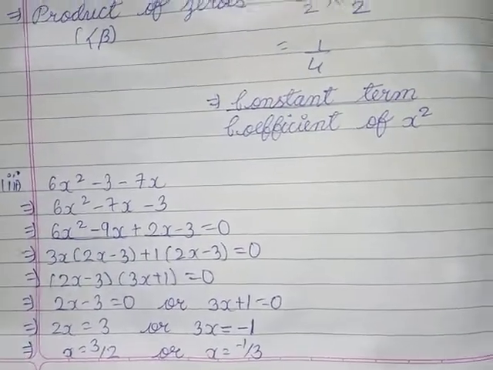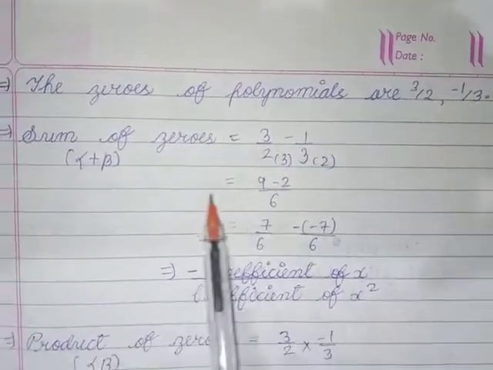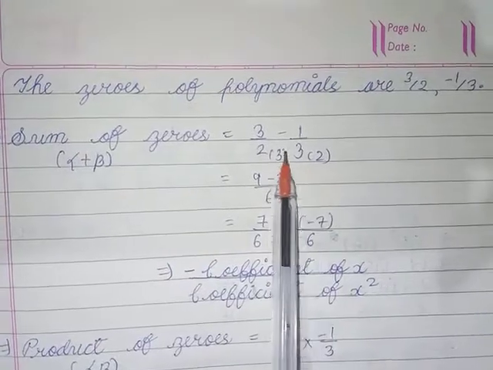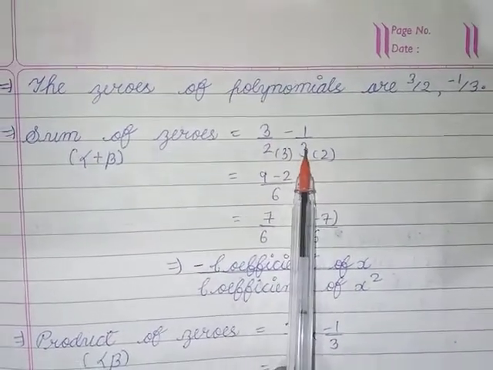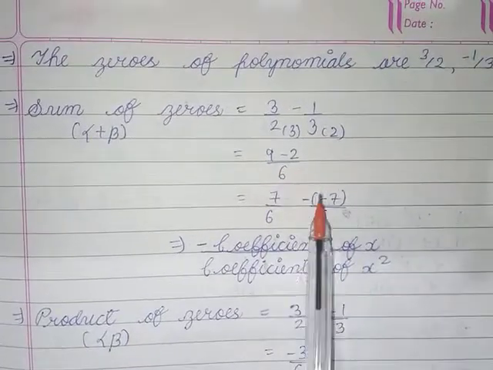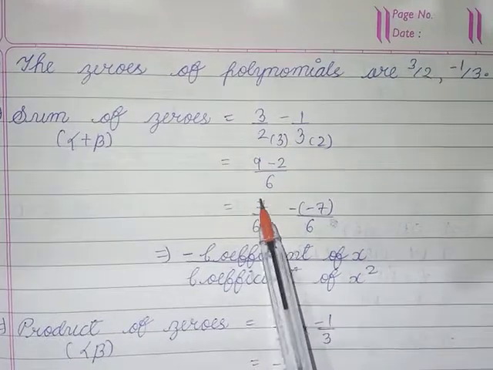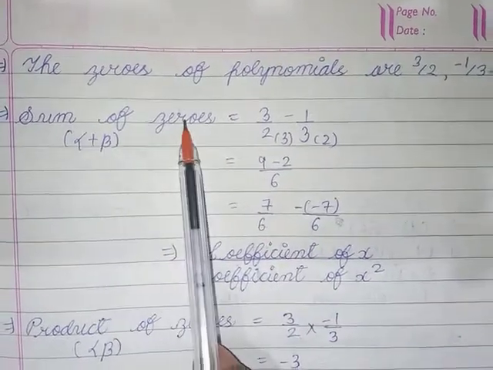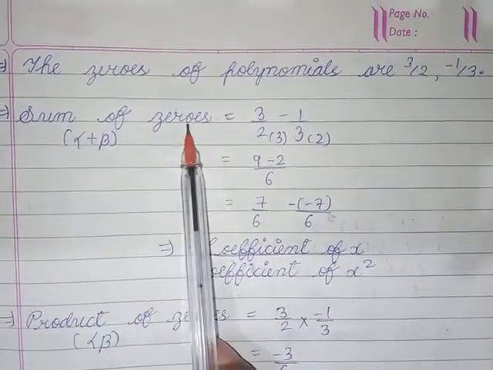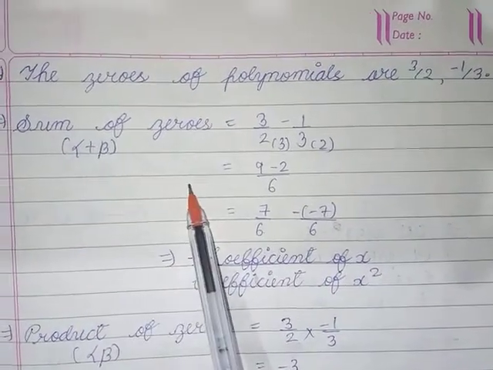Zeros are 3 by 2 and minus 1 by 3. So the sum of zeros, if you take the LCM, 3 by 2 minus 1 by 3, you will get 9 minus 2 over 6, which is 7 by 6. But you have to rearrange, no? Whenever the sum of roots, the sum of zeros, is there, the sum of zeros is minus coefficient of x upon the coefficient of x square.